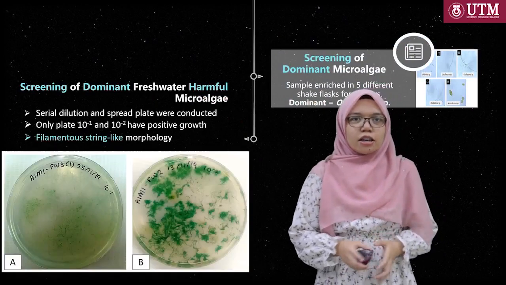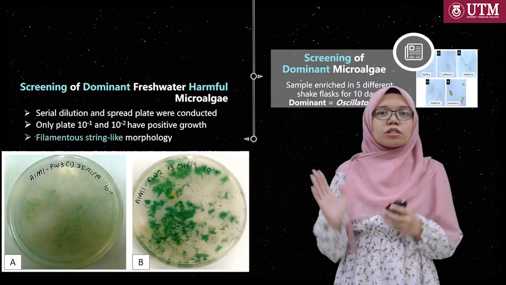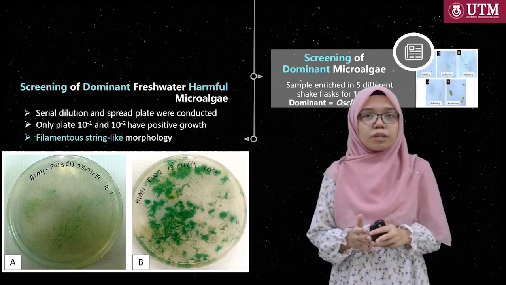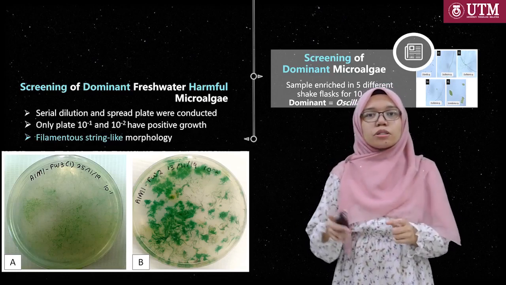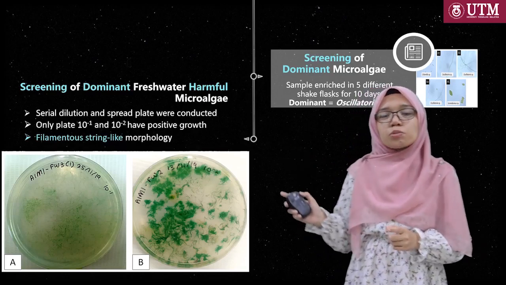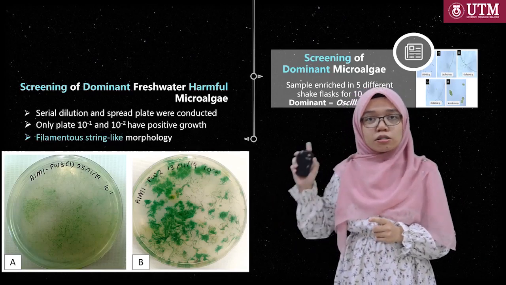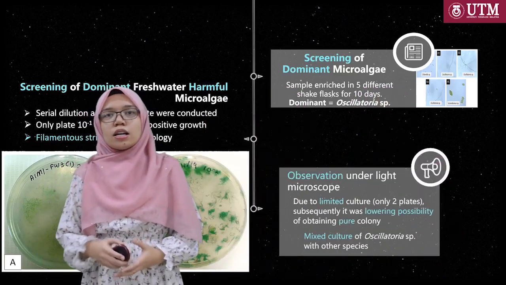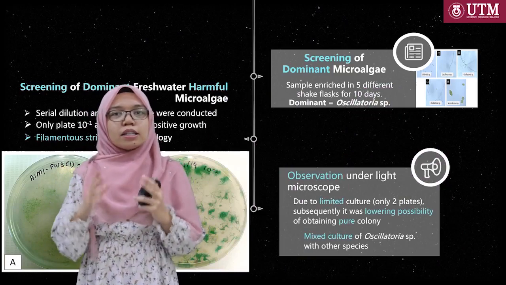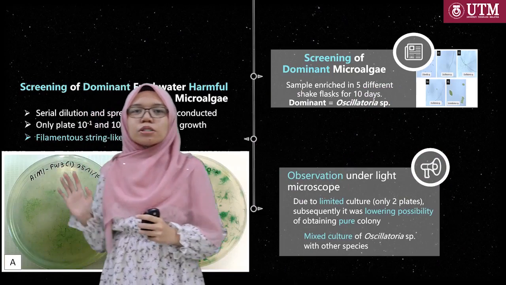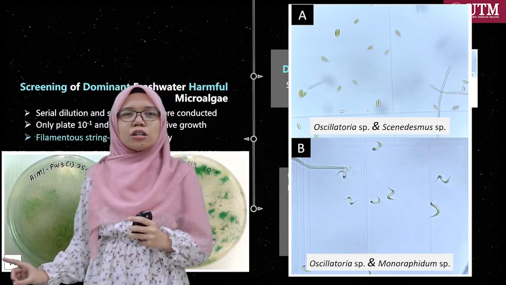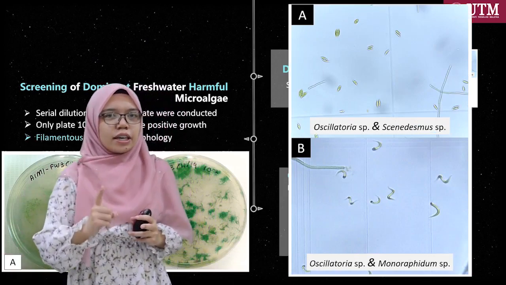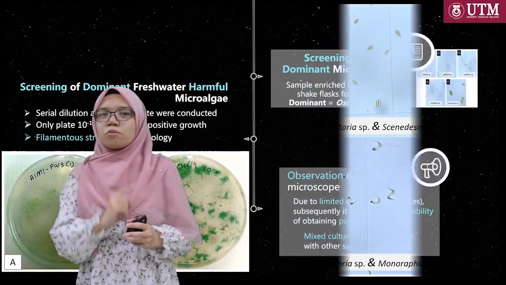After that, the sample with dominant Oscillatoria species was diluted using 6 times 10-fold dilution and grown using the spread plate technique. The plates show filamentous strings of light green, which suggests it is possibly Oscillatoria species. Next, to further confirm the culture, the plates were observed under a light microscope. The observation shows that there is a mixed culture of Oscillatoria, but again confirming that Oscillatoria is the dominant species.